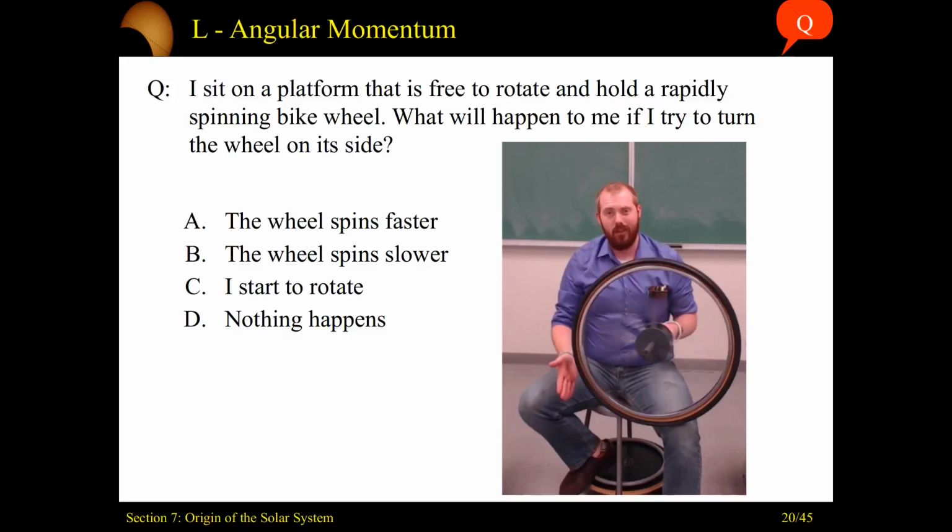Now I'm going to stay on this rotating platform, and instead of using those barbells, I'm going to grab this bike wheel and get this bike wheel spinning around. And now ask, what happens if I try to turn the wheel on its side? Right. Let's not hold any suspense, and let's just cut straight to the video.